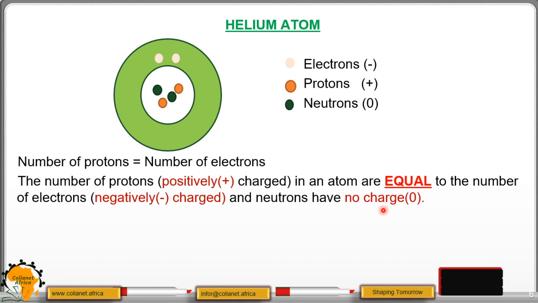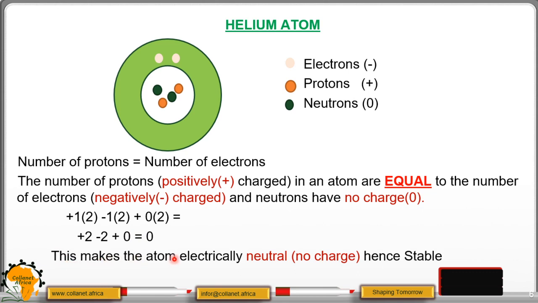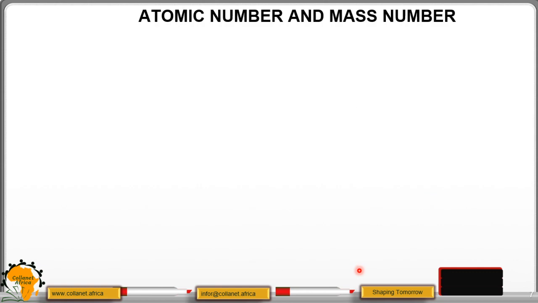Meaning what? If you compute the resultant charge, you'll find that positively charged are 2, so this one will be positive 2, minus 2, and the neutrons don't have any charge and they are 2. So in this case, you're going to find it is positive 2 for the protons, -2 for the electrons, and 0 for the neutrons to get a resultant charge of 0. Thus, this makes the atom electrically neutral, no charge, hence very stable.